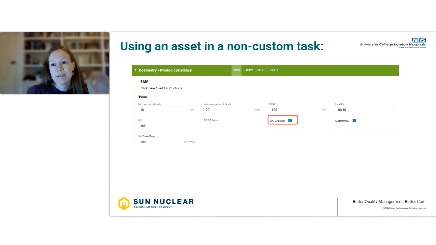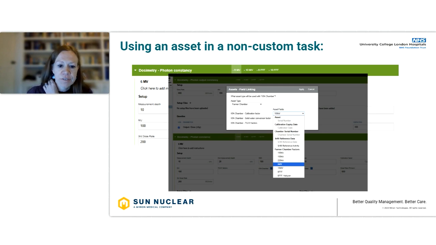We only use custom tasks at UCLH, but if you're using a non-custom task off the shelf, you'll see these little icons where it wants some asset data associated with it. And if you select that, you can then just map your asset parameters to the field parameters in your template. It's very easy.